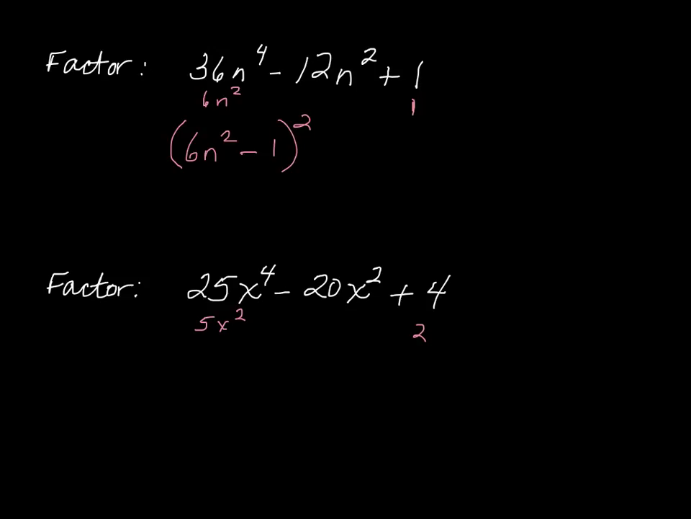Is the middle term 5x squared times 2 times 2? So that would be 10x squared times 2 is 20x squared. Yes, it is. So we factor it to 5x squared minus 2, all of that raised to the 2nd power. And there we have it.